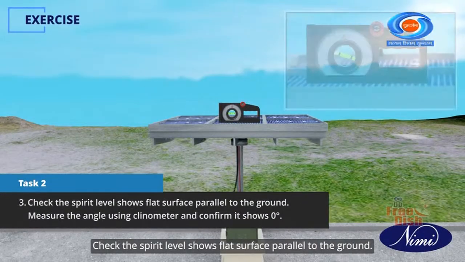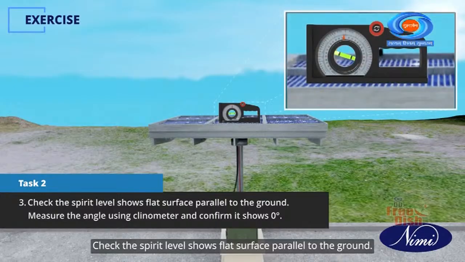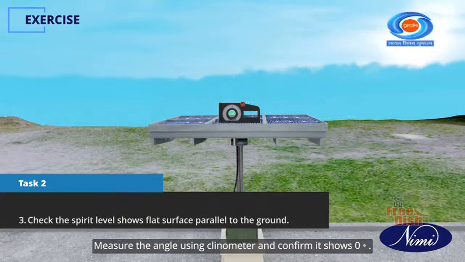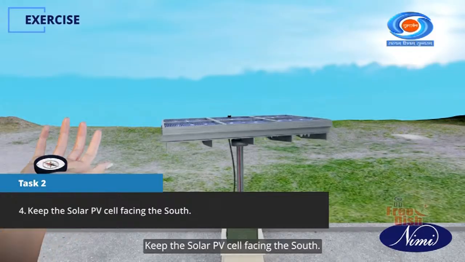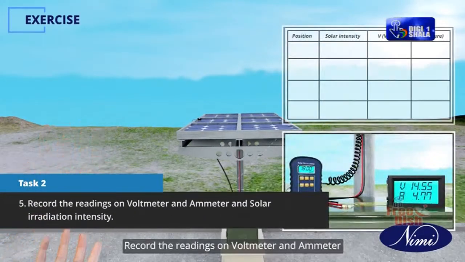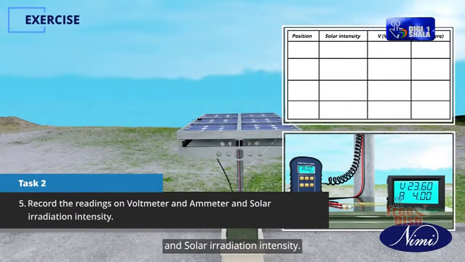Check that the spirit level shows the surface is flat, parallel to the ground. Measure the angle using the clinometer and confirm it shows 0 degrees. Keep the solar PV cell facing the south. Record the readings on the voltmeter and ammeter and the solar irradiation intensity.